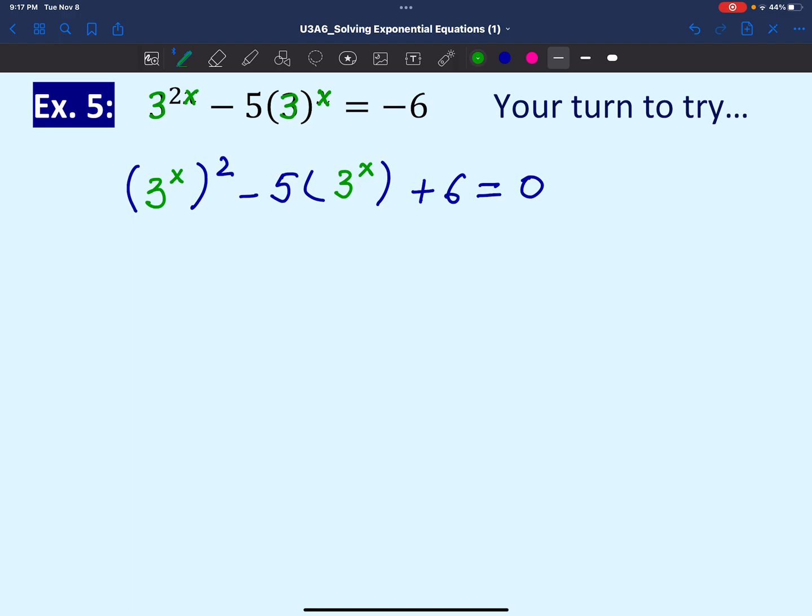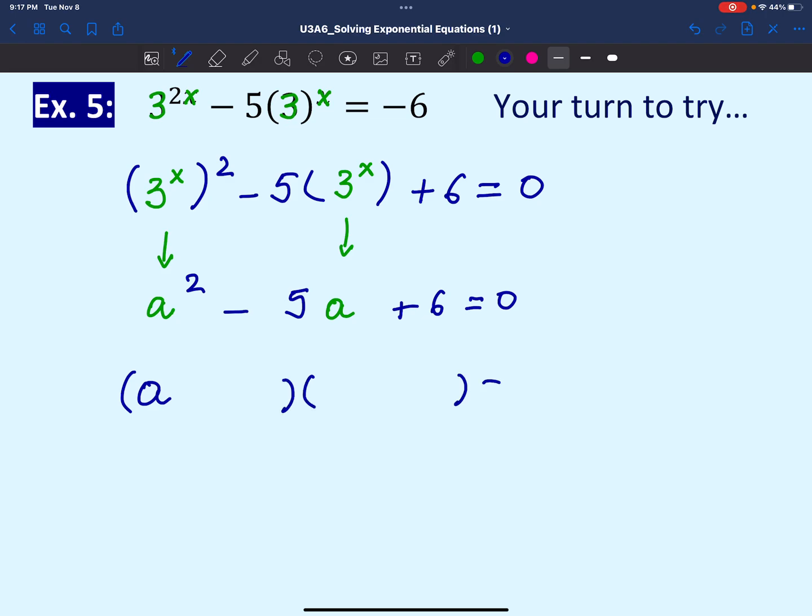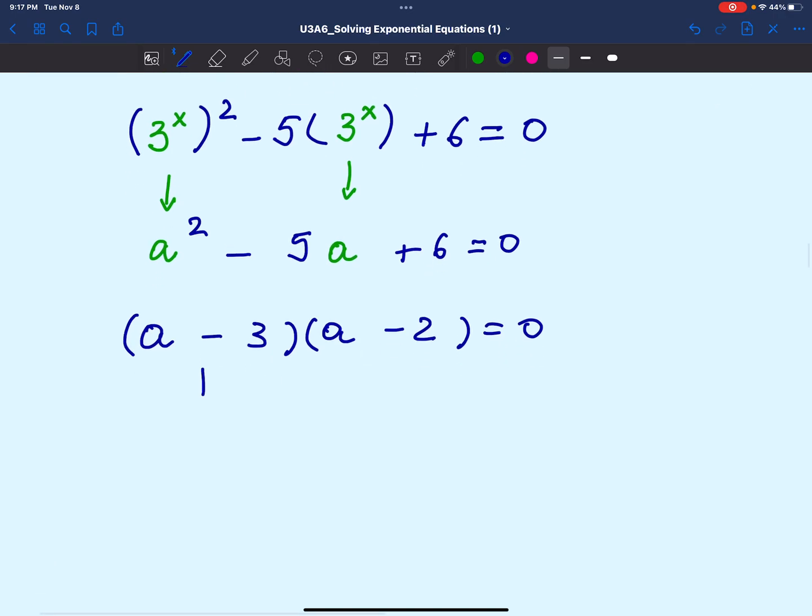So if you wish to use what we call the helping variable, a, then this equation can also look like this. So we have a squared minus 5a plus 6 equals 0. So this is a quadratic equation which we can solve by using factoring. And we have (a minus 3)(a minus 2) equals 0. So we'll solve for a first. So we'll have a equals 3.